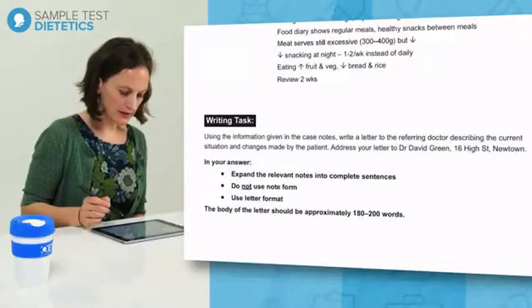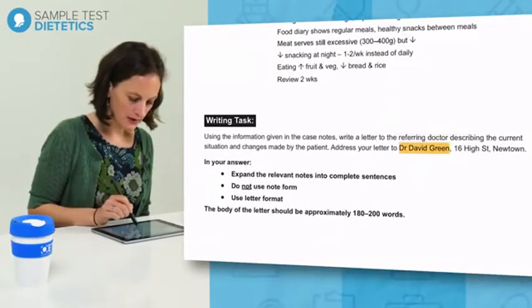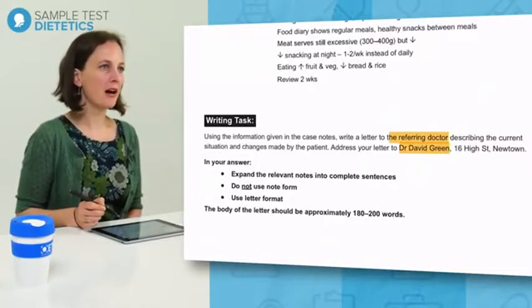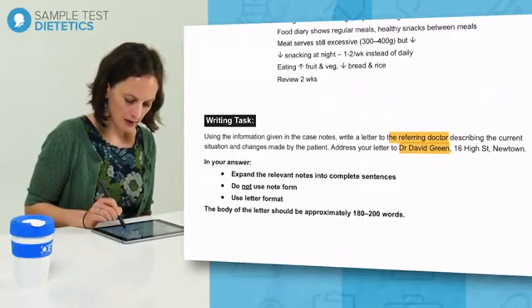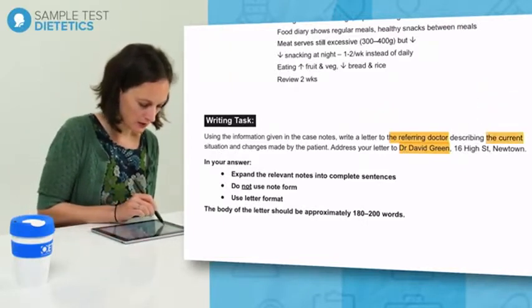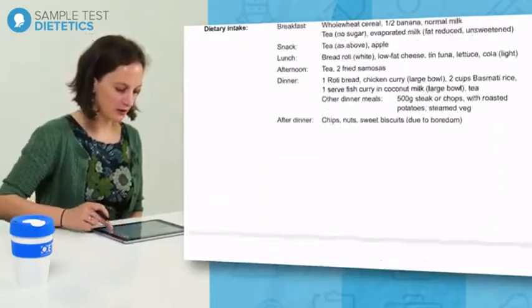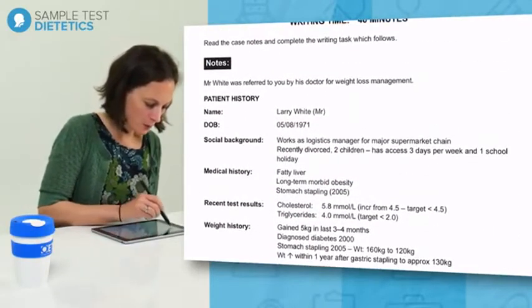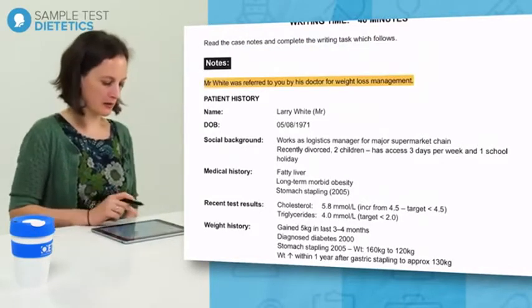So here we can see that you're writing a letter to Dr. David Green, who is the referring doctor. What are you writing to him about? So here we can see that we are writing about the current situation and changes made by the patient. Back at the start of the case notes, you will find the 3rd piece of information. That Mr. White was referred to you by his doctor for weight loss management.